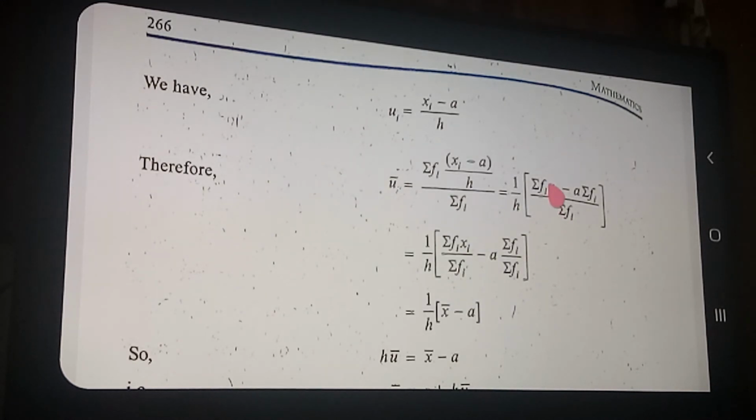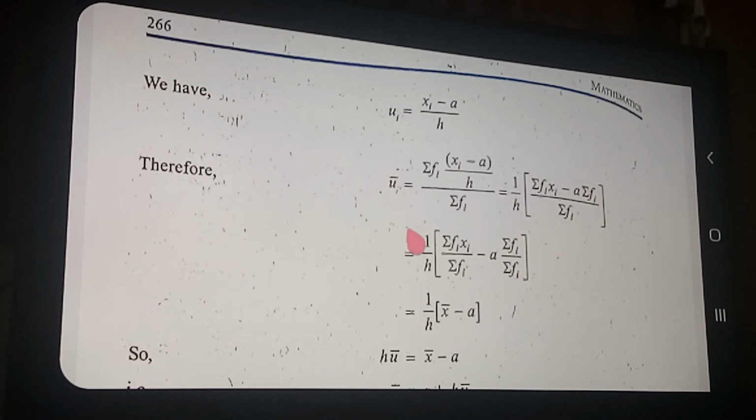Now separate the terms. You split this term again: sigma fi xi divided by sigma fi minus a into sigma fi by sigma fi. That is equal to 1 by h into this. What is this? Sigma fi xi by sigma fi means x bar, minus, sigma fi will cancel, so you will get a.